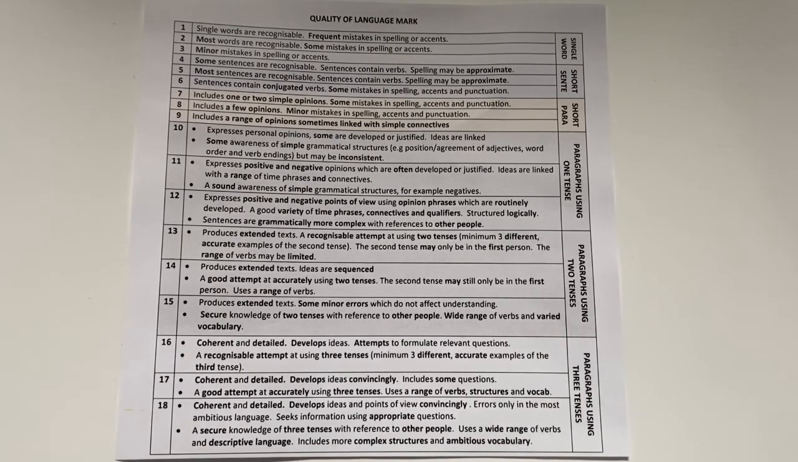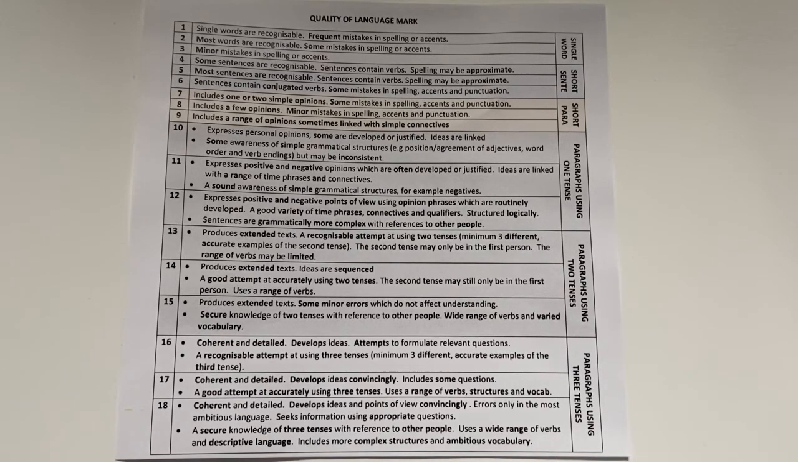For 14 marks, we need to start seeing some sequences. So this is you telling us a story in the past, saying things like first I did that, then I did that, later I did that, and finally I did that. So using those sequencing words to really start to narrate your story. And for 15 marks, you may at this point start referring to other people, so saying what he or she did or what he or she liked.